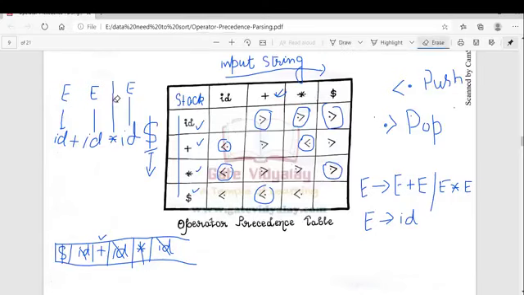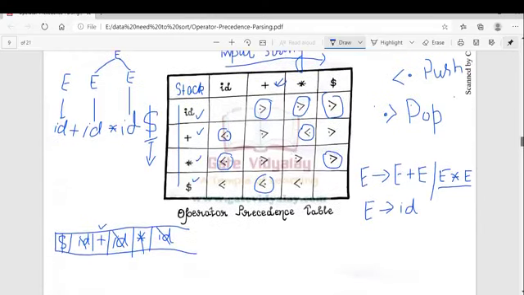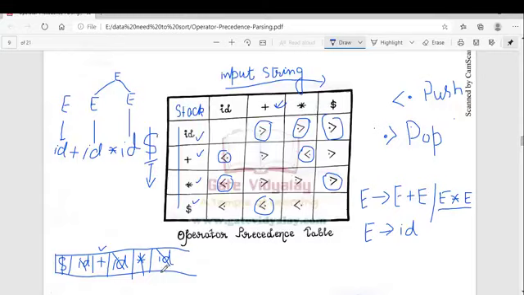As we know, if we have plus and multiplication, then the multiplication sign will have higher precedence and it will be evaluated first. So this is e plus e multiplication e. We will get this whole production, so I will replace it with e. Now id is popped out, multiplication is popped out, then this id is popped out.